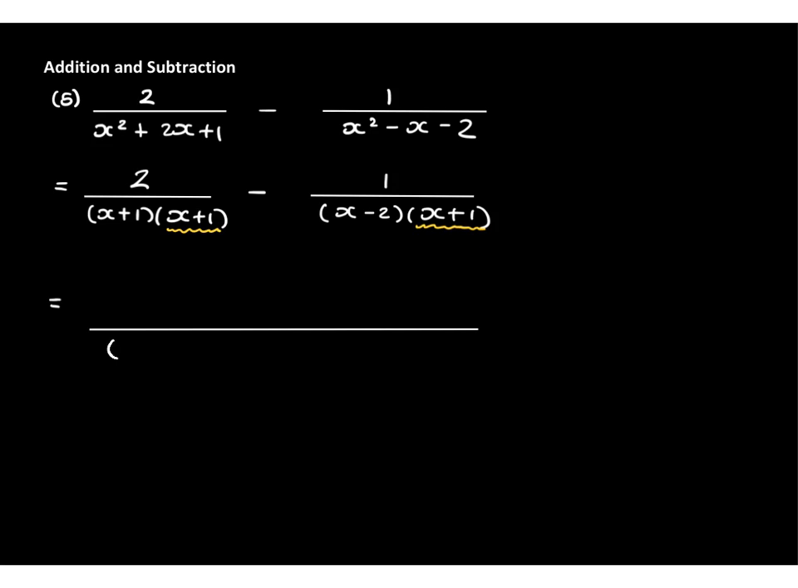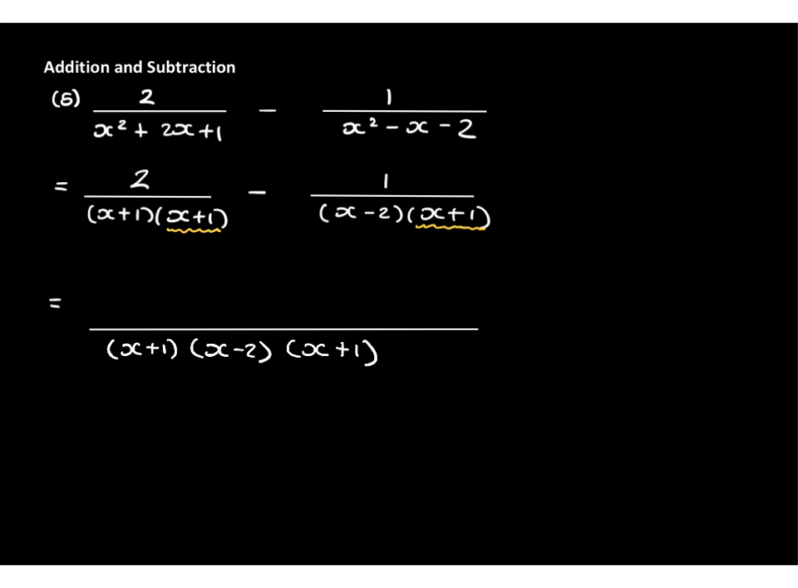which consists of an x plus 1, an x minus 2, and another x plus 1. We do need to include x plus 1 twice, because if you look at the denominator of the fraction on the left-hand side, it includes x plus 1 twice. So this is our lowest common denominator.